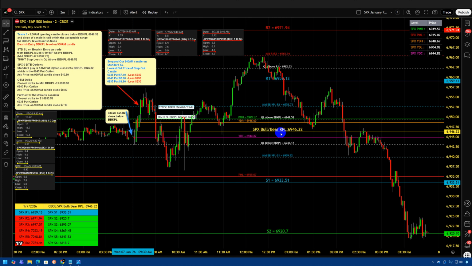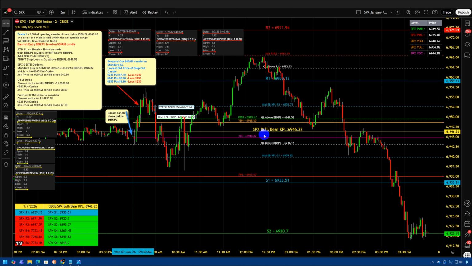Okay. So we have our tight stop loss here on this bearish trade from the bull bear KPL on the 9:30 a.m. opening candle, and then we have our standard stop loss here. With this indicator, on any given bullish or bearish trade off of any of the main key levels, you always have three different option strikes that you can choose from. The standard play is going to be the at the money strike, the option strike that is closest to the price of the level that you're taking the trade from.